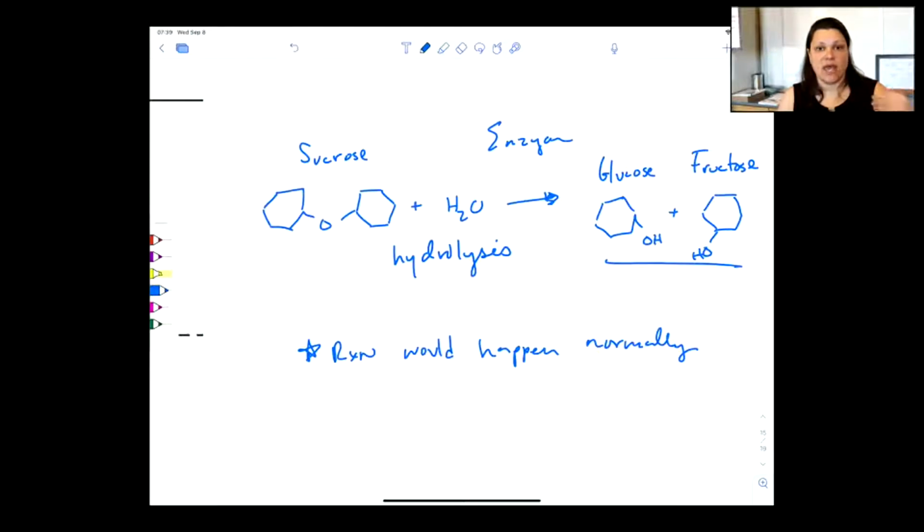This reaction, again, would normally happen, but it would not happen at the rate or the quantity that we need it to happen in the body.